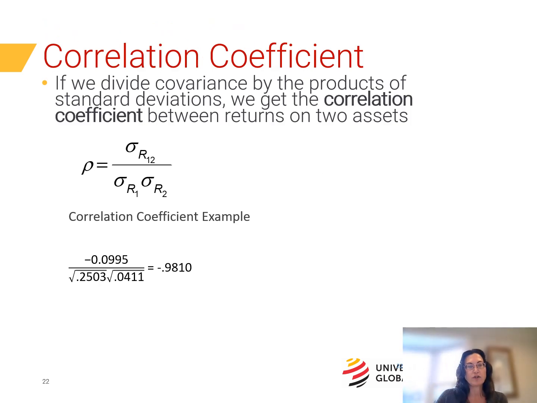Just as it is difficult to directly interpret the variance of returns for an asset, it is difficult to directly interpret the covariance of returns between two assets. We get around this problem by dividing the covariance of returns by the product of the standard deviations of the returns for the two assets. This gives us the correlation between the returns of those assets. For our example, the correlation is negative 0.9810.